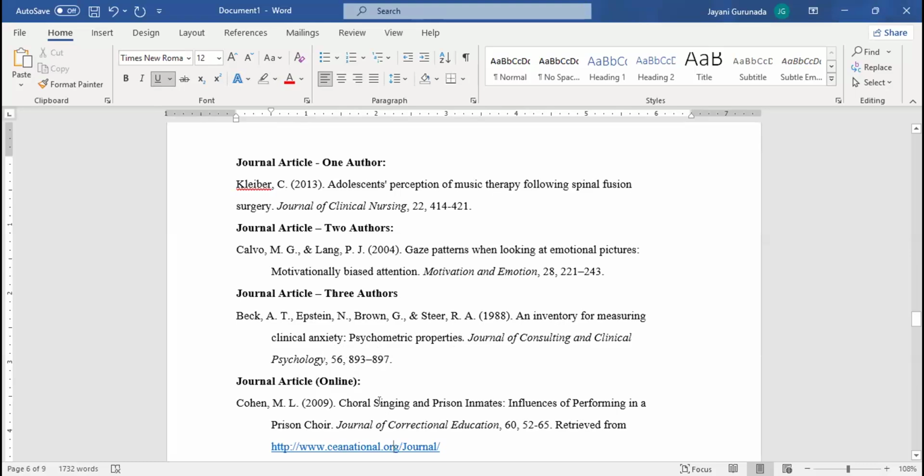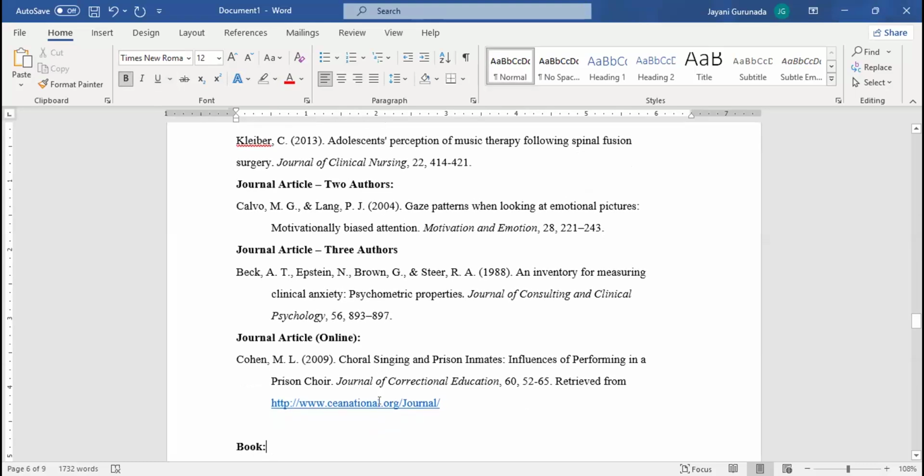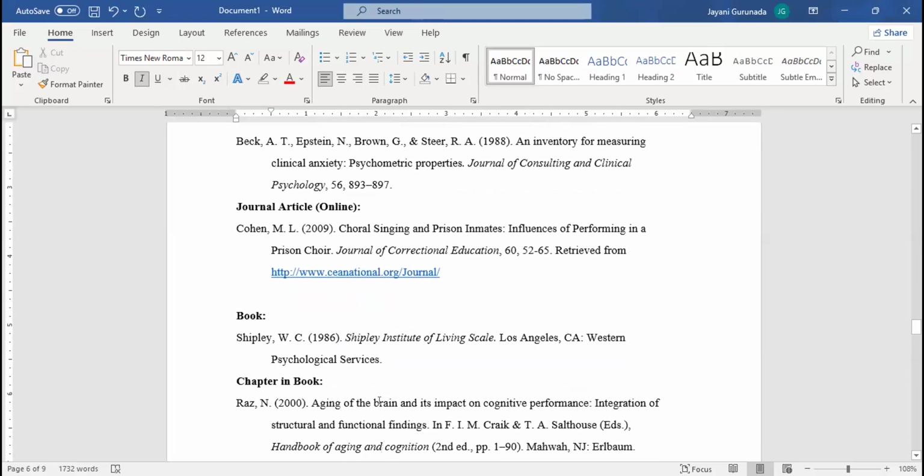Then if we have taken a journal article online, right? If you have taken online journal articles, from Google Scholar, then M.L., 2009, choral singing and prison inmates is the topic, influence of performing in a prison choir. So that is the title. Journal of Correctional Education is the name of the journal. It is italicized. 60 is the volume. 52 to 65 means the page numbers. Retrieved from means you have taken it from this URL. So I write the URL here.